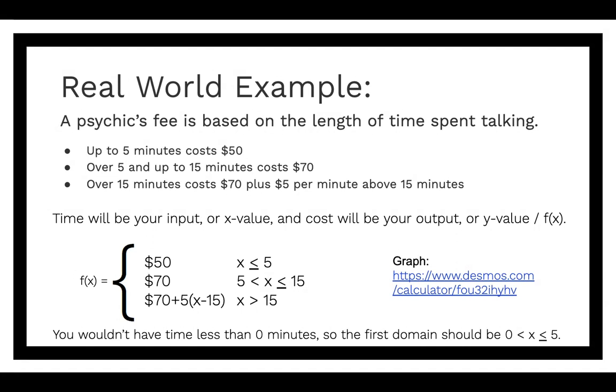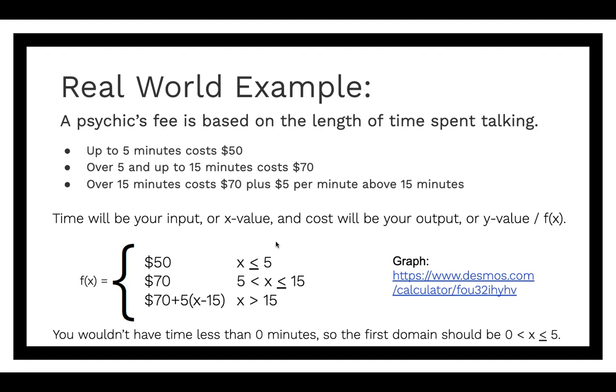So a real world example of when you might see piecewise functions is costs of things. So our example says a psychic's fee is based on the length of time spent talking. So up to 5 minutes, that costs you $50. Over 5 minutes and up to 15 minutes costs $70. Over 15 minutes costs $70 plus 5 dollars per minute above 15 minutes. The time will be your input, and that's your x value, and the cost will be your y value, or your output, that f of x function.